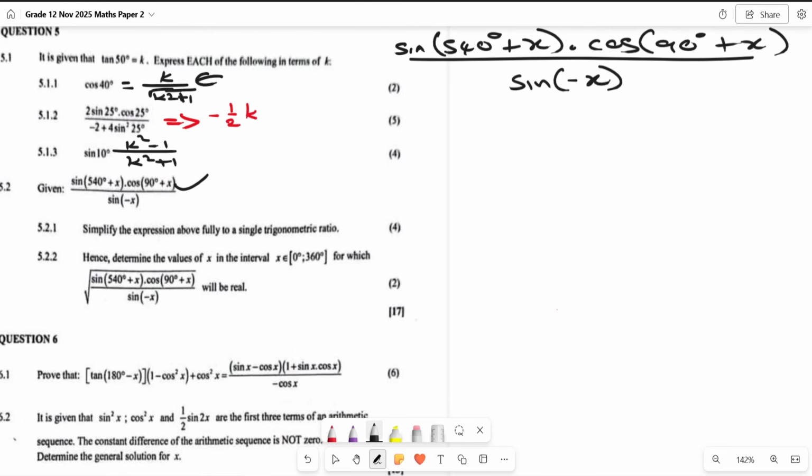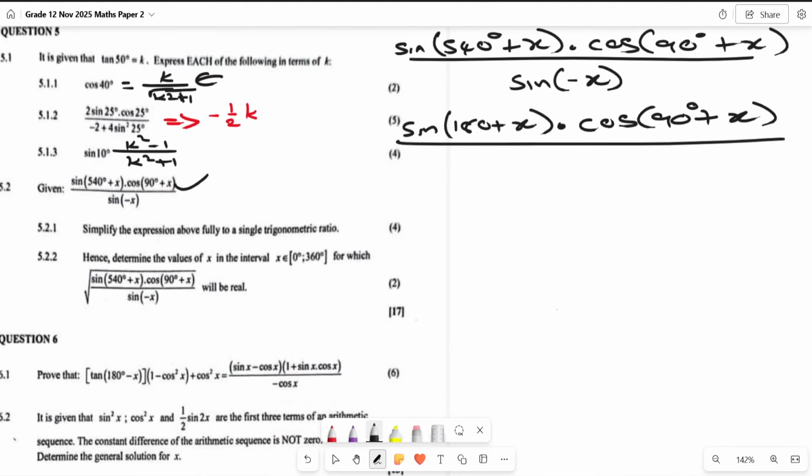Guys, if you have a bigger number in there, you just say 540 minus 360, and you're going to get 180. So in the numerator, we have sine of 180 plus x times cos of 90 plus x. We're not going to do anything with this at the moment, so we just write cos 90 plus x, to avoid problems. Now in the denominator, we're just going to say sine of 360 minus x. If there's a negative angle there, you add 360.